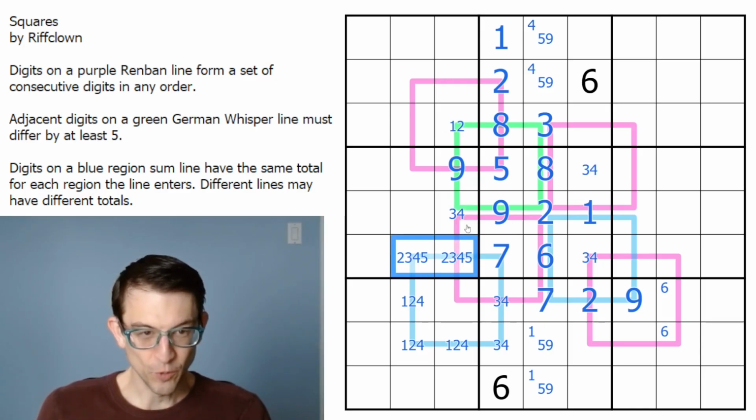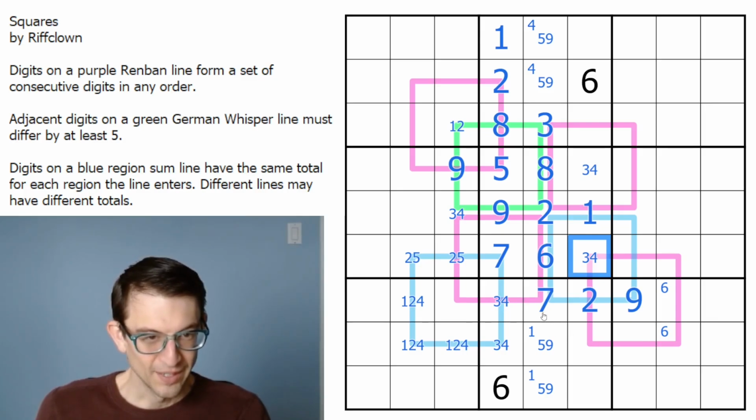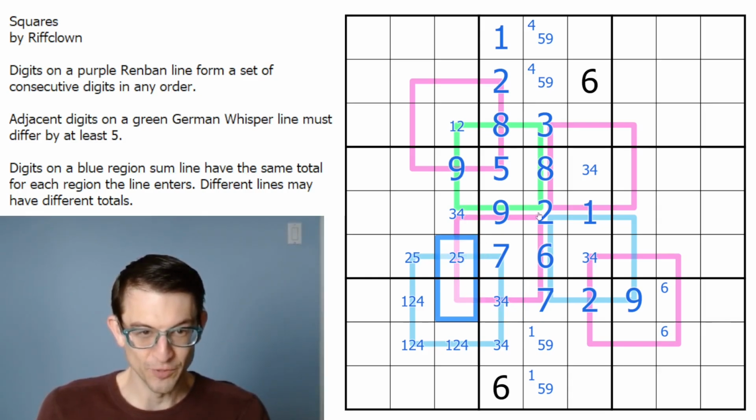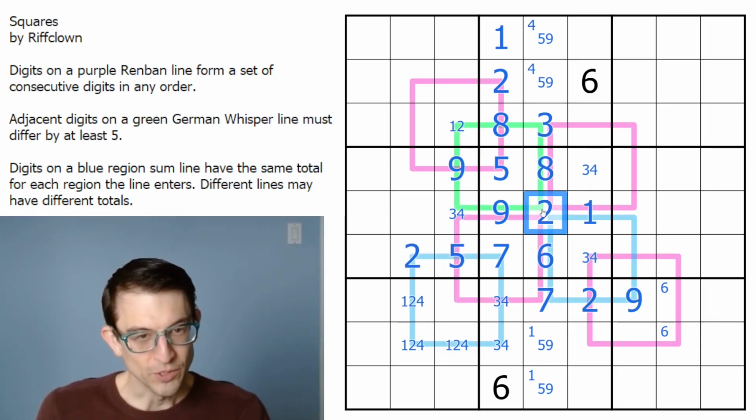This can't be a 3, 4 pair because of this 3, 4 here. If this were a 3, 4 pair, that would mean nothing could go in this cell. So this is a 2, 5 pair. It also would eliminate this 3, 4 from being possible. Or I could have done the Renban. These 3, 4 mean that there's no 3, 4 here. This 2 on the Renban means that this isn't 2. That's a 5.